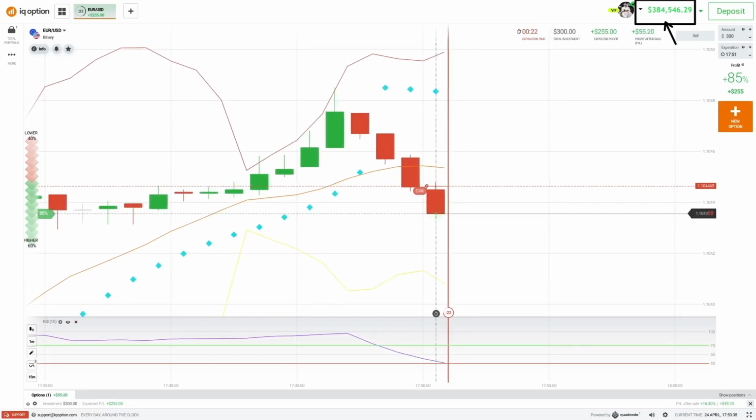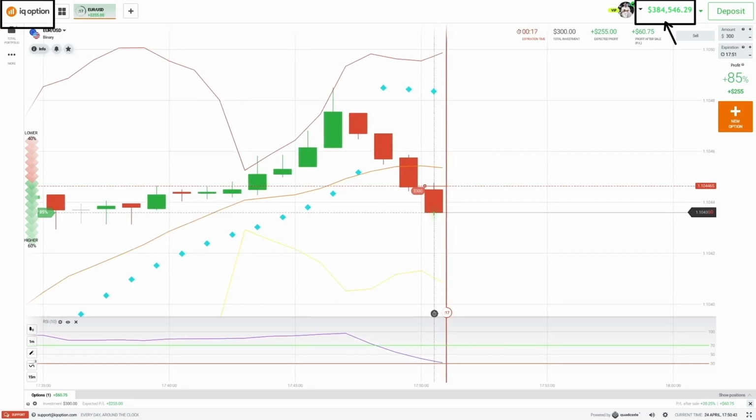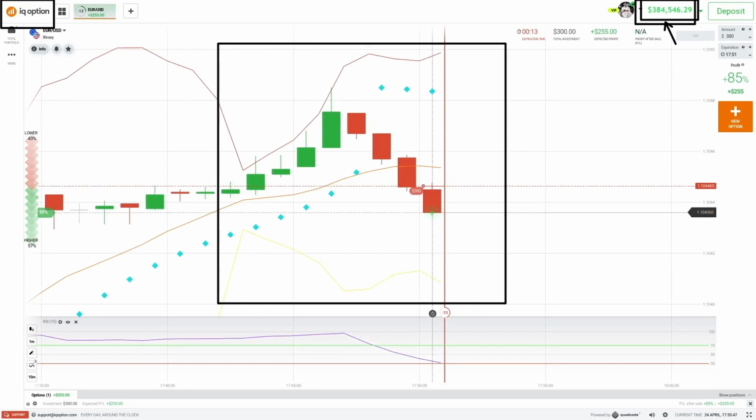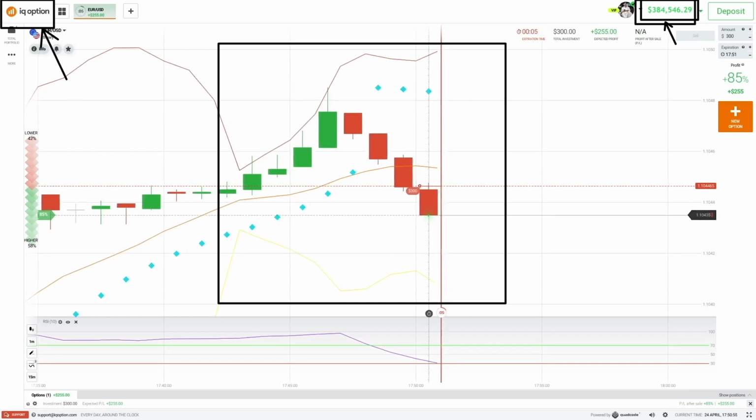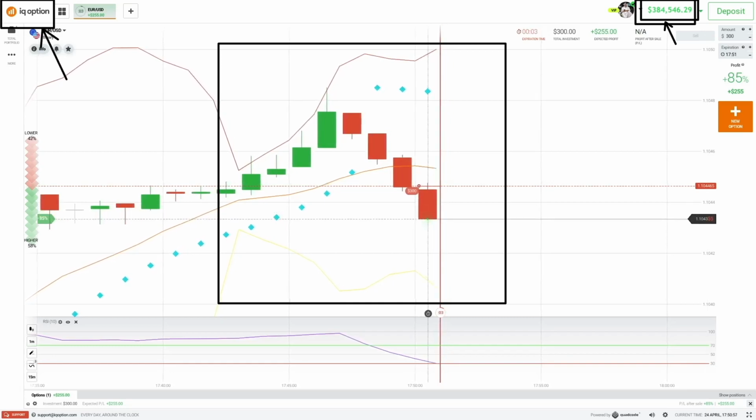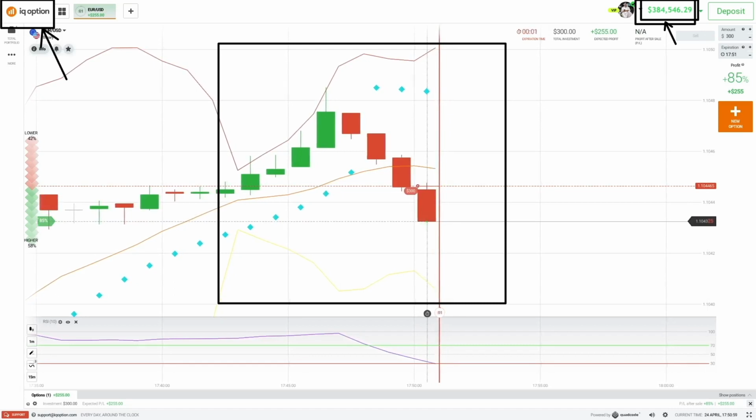And about the withdrawal, iqoption is the worst platform to withdraw your money. This strategy can be used on any platform, all right? Any platform. But iqoption is the worst platform to withdraw your money. If you are new to trading, I don't advise you to use iqoption. There's plenty of other better choices out there.